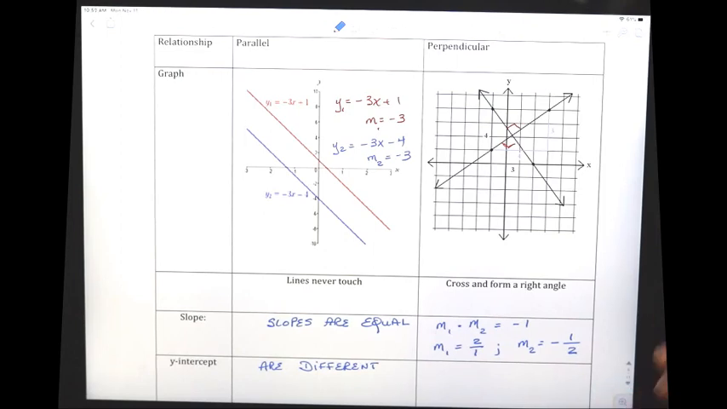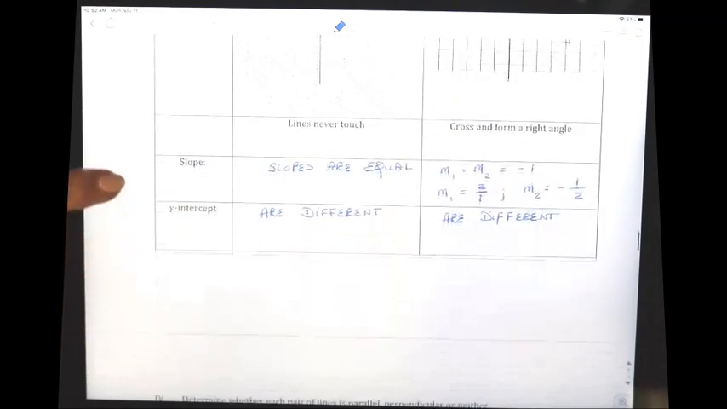And what about the y-intercepts? Well, you can see from this drawing that the y-intercepts are going to be different. So this is a good summary that you may want to study as you're thinking about parallel and perpendicular lines.